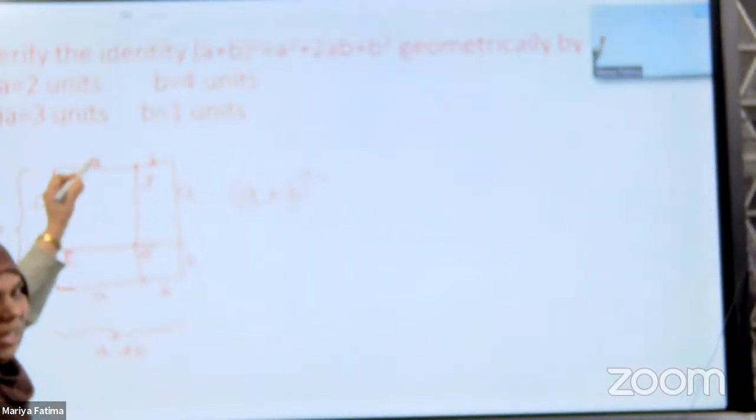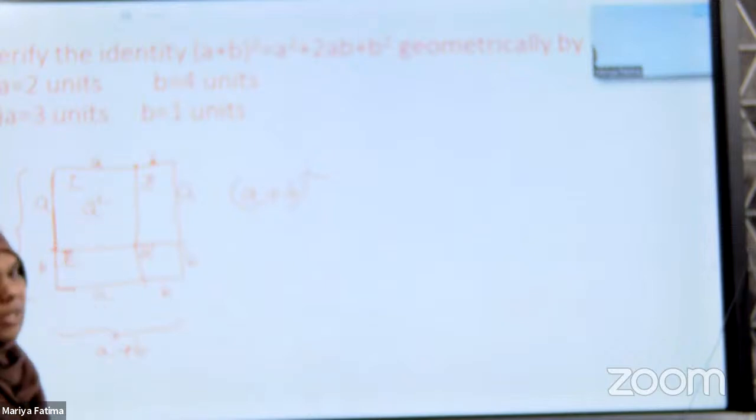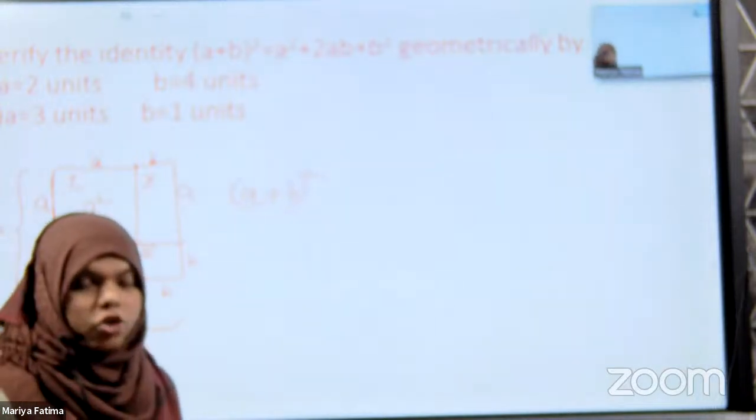Now how to find out the area of this square? This is your A and this is your A. Side is A, then side into side will become A square. So this will become A square. Okay. Now what about the area of this? This side is A and this side is B. How to find out the area of a rectangle? Length into breadth. So length is A and breadth is B. So it is A into B, or you can write it as AB.